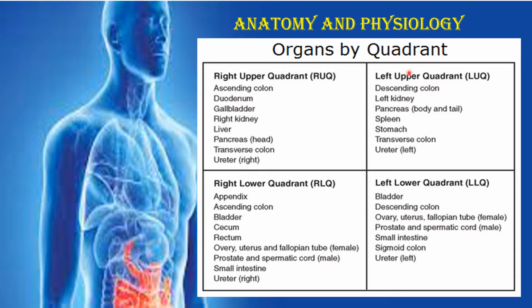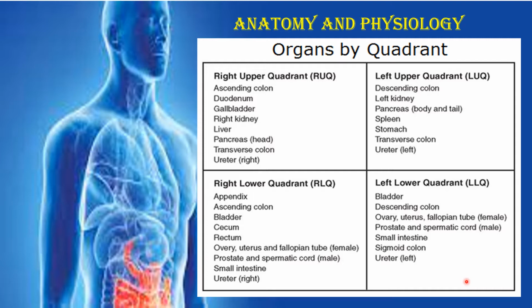So why is it important for you to know the organs by quadrant? Okay, this is because this is very important during your assessment. For example, your patient comes to your clinic or into the hospital or in the emergency room complaining of abdominal pain. So, napakalaki ng parts and there are so many organs in the abdomen. So, it is important for you to be familiar.